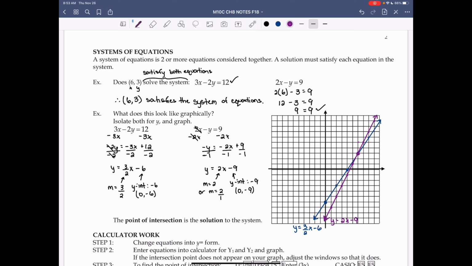So what is the point where the graphs intersect? That is an x value of 2, 4, 6, and a y value of 1, 2, 3. So the point 6, 3 is where the two lines intersect.